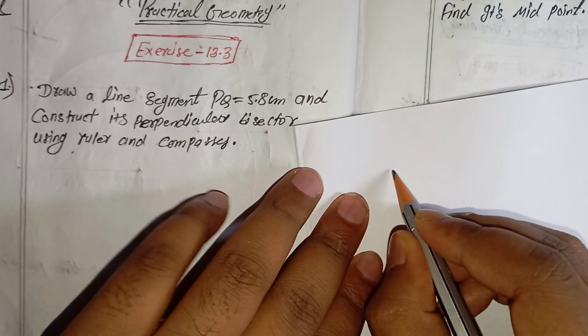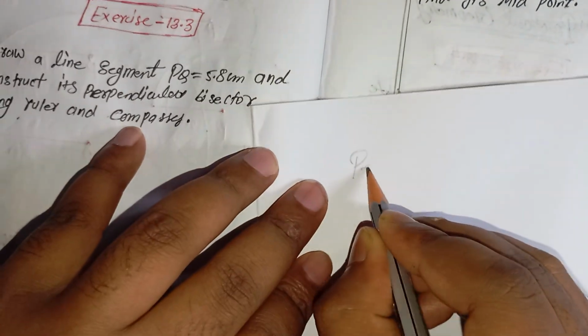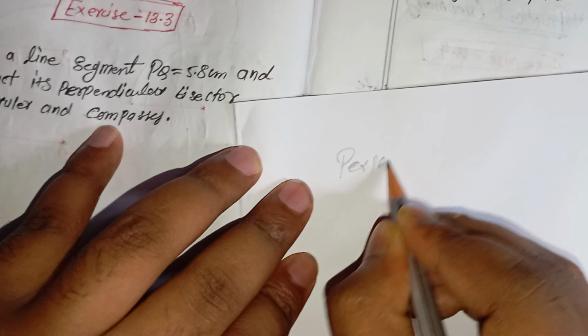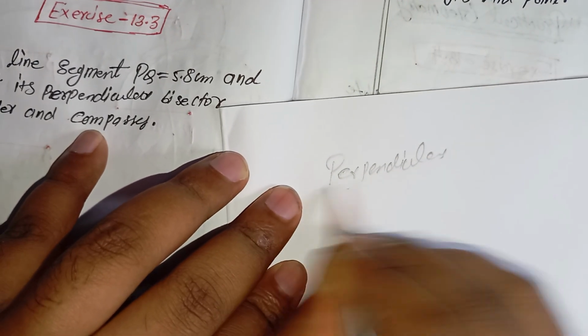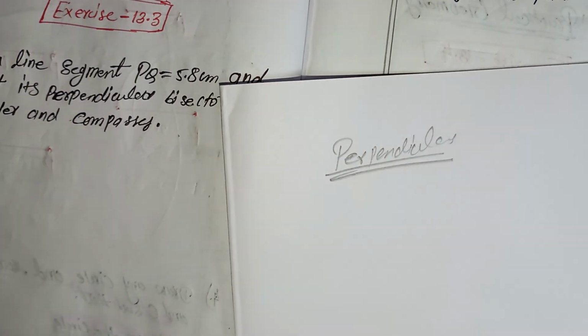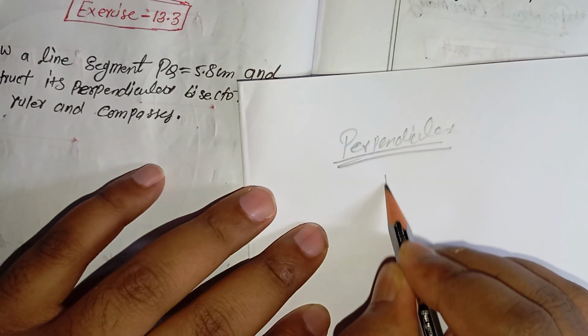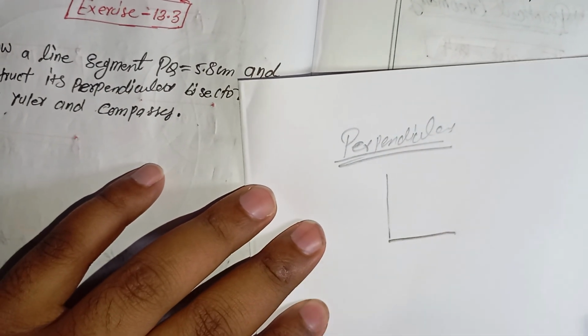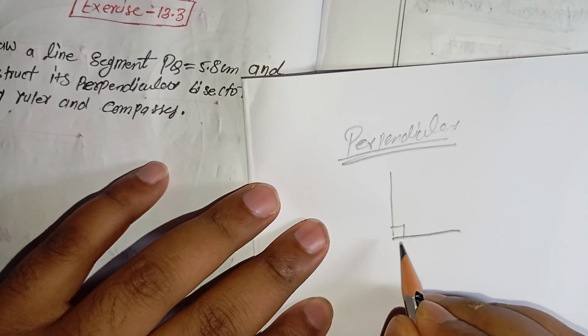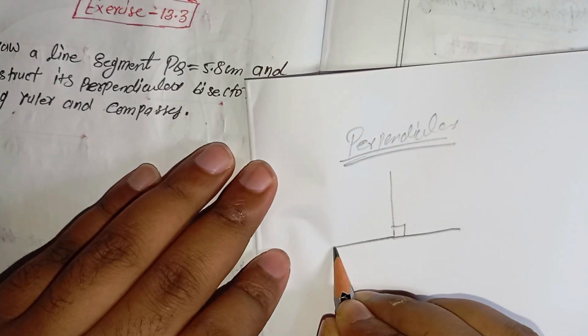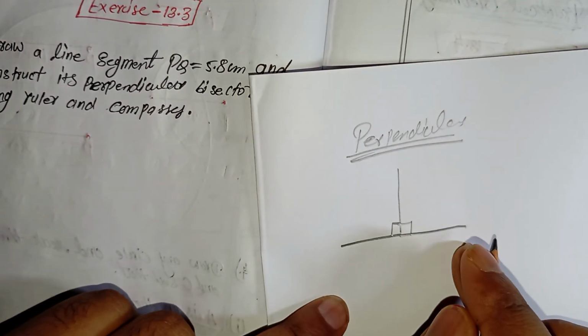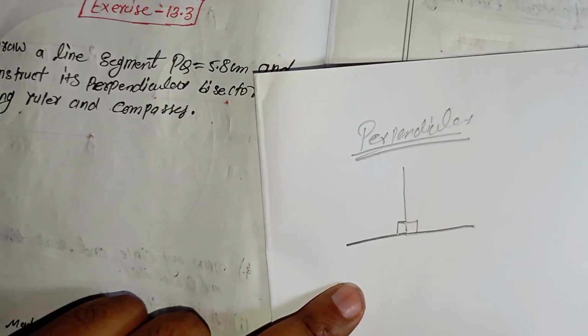You already know about perpendicular. What is perpendicular? Perpendicular means a 90 degree angle. This is a 90-degree angle, and other angles like it are also there. This is always 90 degrees. So what does perpendicular mean?